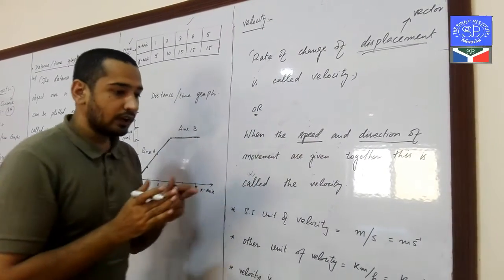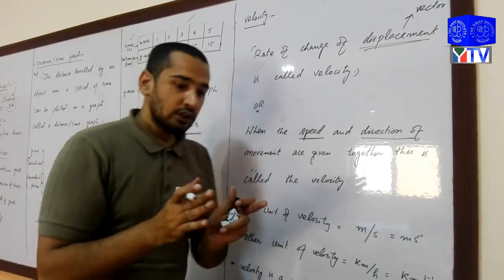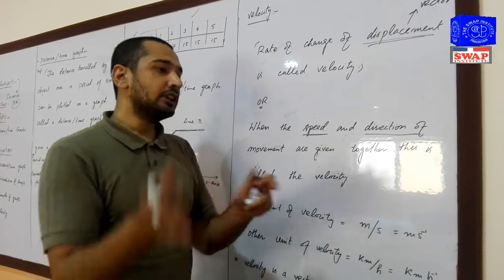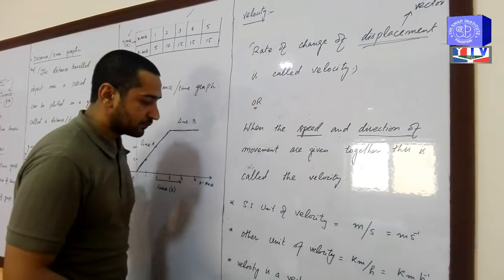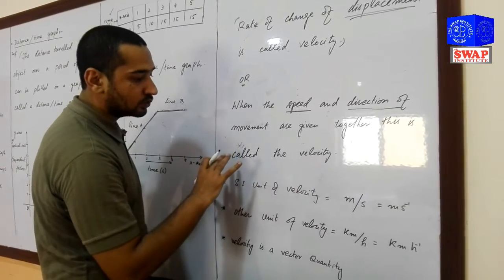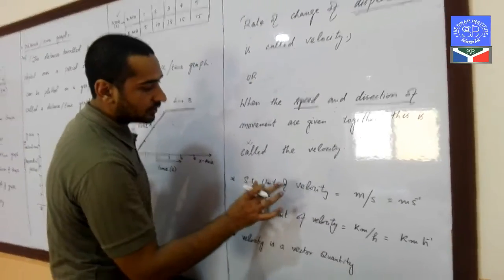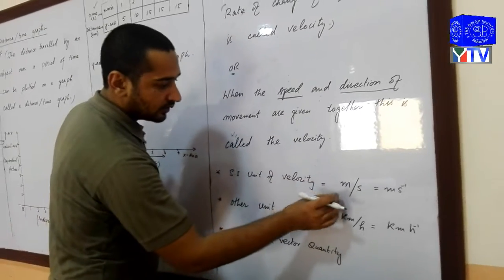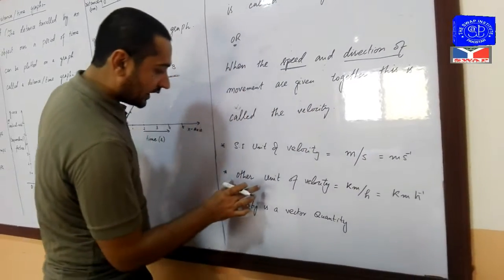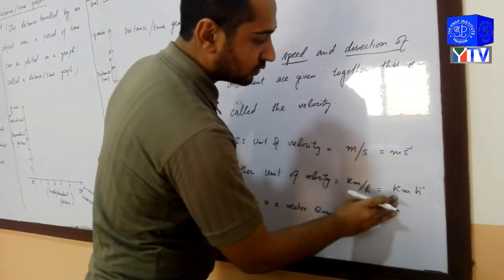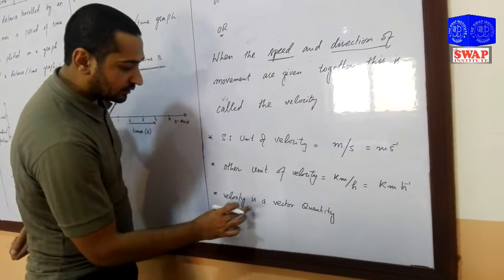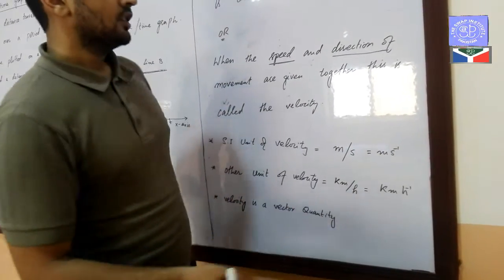If the speed of any object is having different directions, then it will be considered as the velocity. So the System International unit of velocity is very similar to the System International unit of speed, which is meter per second, and you can write meter second inverse. The other unit is kilometer per hour, and you can also write kilometer hour inverse. And velocity is a vector quantity.